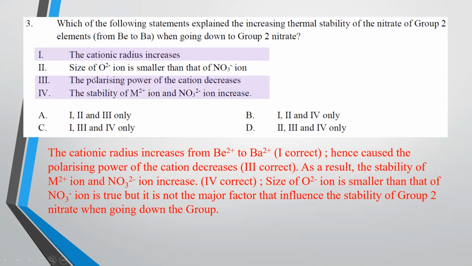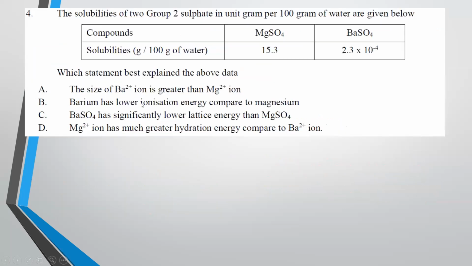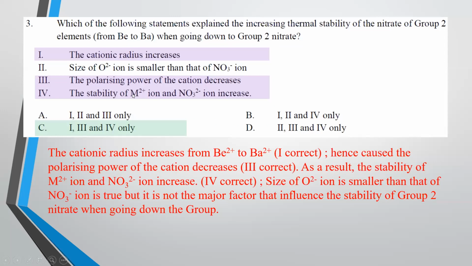Okay, so for the second statement, even though it is correct that the size of the O2 minus ion is smaller than the NO3 minus, it doesn't explain why the stability increases when going down the group 2 nitrates, because in this case, for all of them, the anion is the same nitrate ion, isn't it? So it does not influence the changes here. The best explanation goes to the changes that happen inside the cation. Therefore 1, 3, and 4 are correct. So the answer here is C.